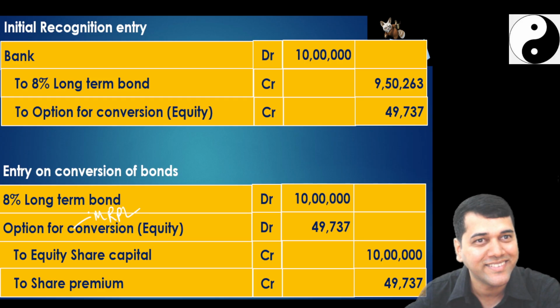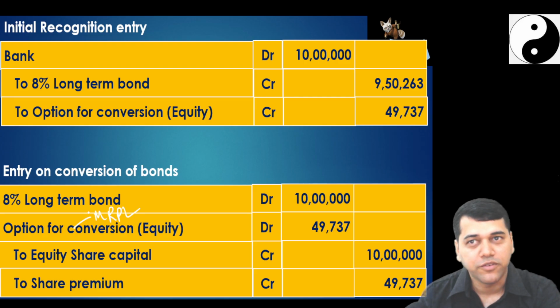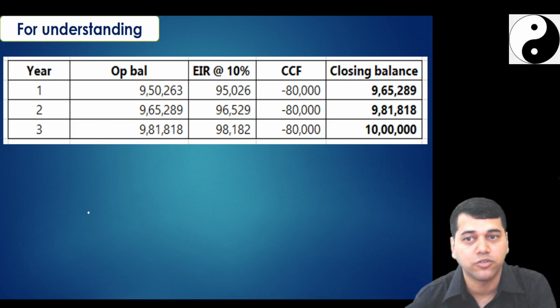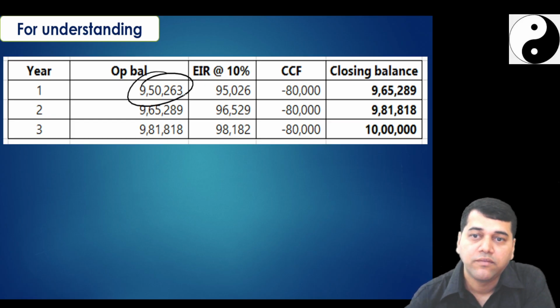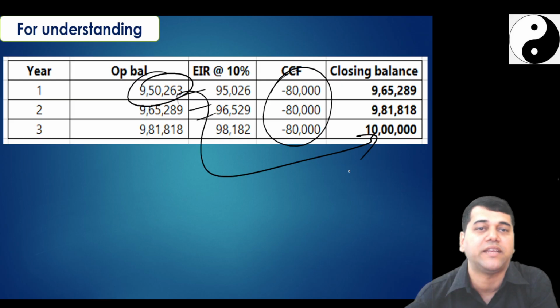Okay, clear, students? Can I proceed further? Are you very clear why we are doing what we are doing? For your understanding, this 9,50,000 what you started with will get accumulated and only 80 is what you are paying. That's why this becomes 10.